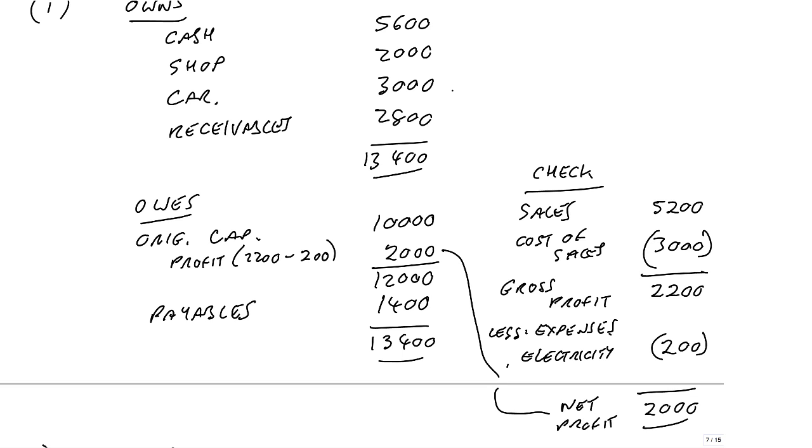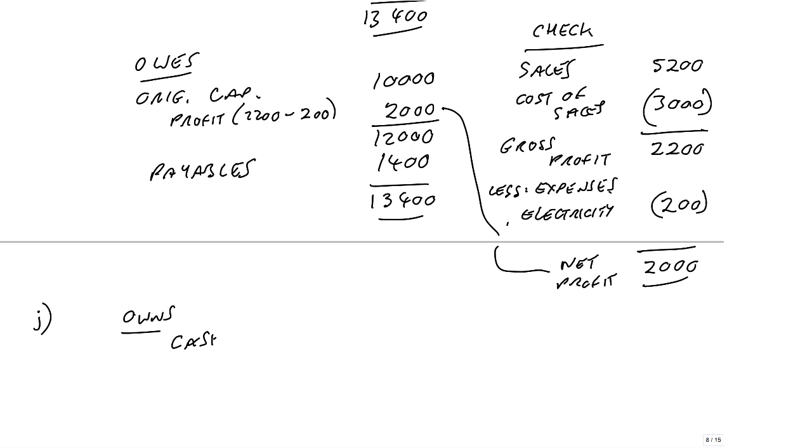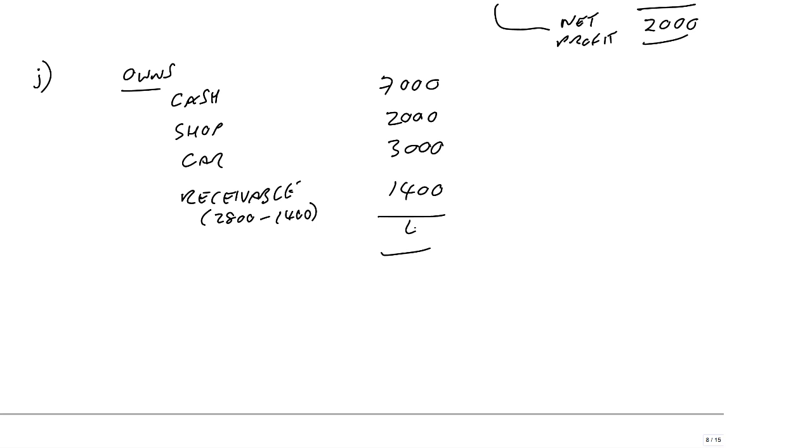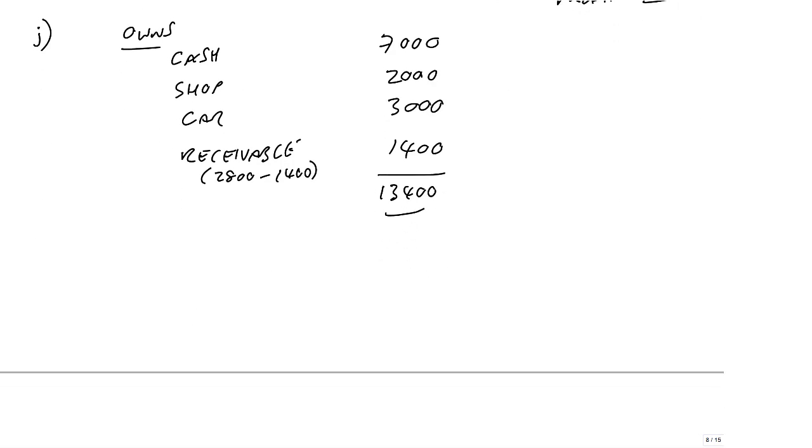They'll still owe the rest of it. So what are the effects? First of all, they are paying us half, 1,400, so cash will go up by 1,400. 5,600 plus 1,400 is 7,000. We've still got the shop, we've still got the car. We've no inventory, remember, but there are still receivables. We were owed 2,800, they've just paid us half of it. So we're still owed 1,400. So there are the two effects. Cash has gone up, receivables have gone down. So the total assets, 13,400, assuming I am adding up correctly. Yes.